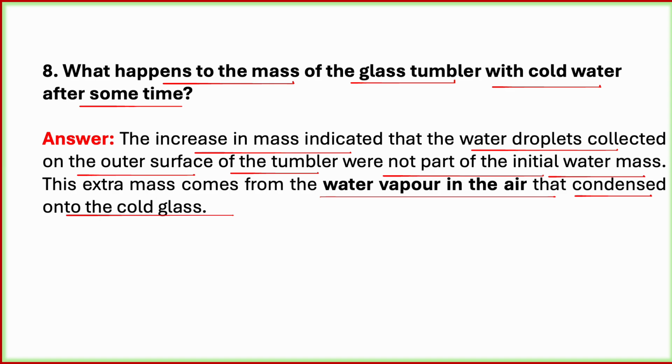It is formed because the water vapor present in air touches the cold surface of the tumbler, cools down and changes into water droplets. This process is called condensation. So the water on the outside comes from the air, not from inside the tumbler. So the mass of the glass tumbler with the cold water after some time will increase. This increase in mass is caused by the water vapor in the air that condensed onto the cold glass.